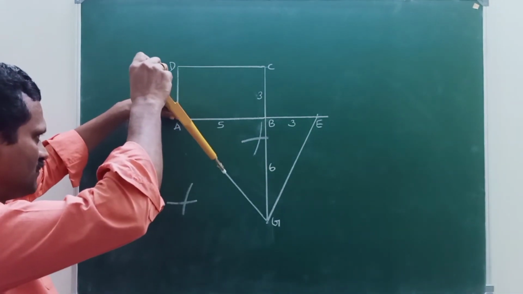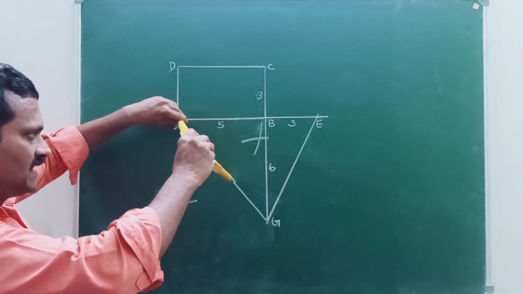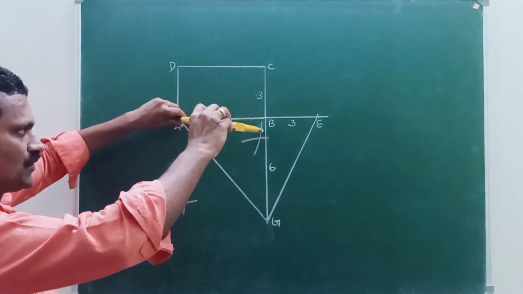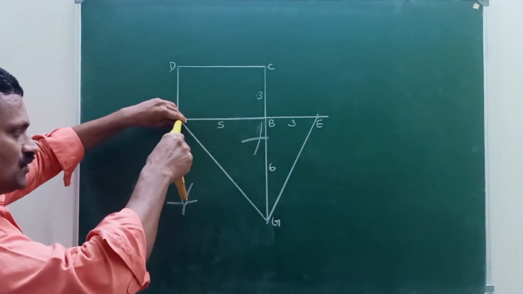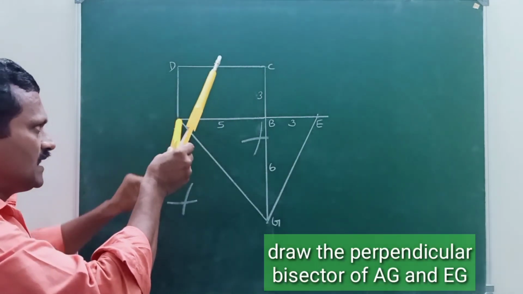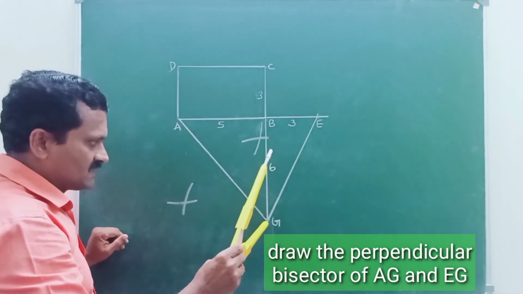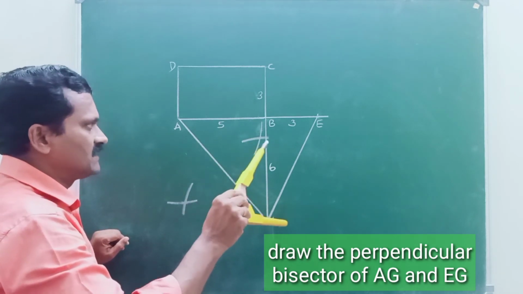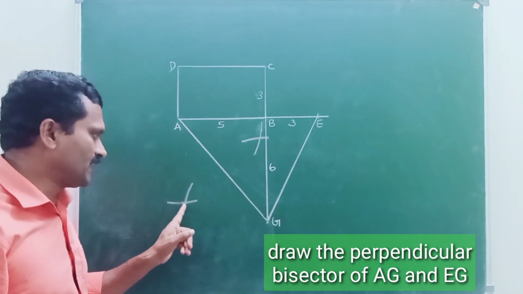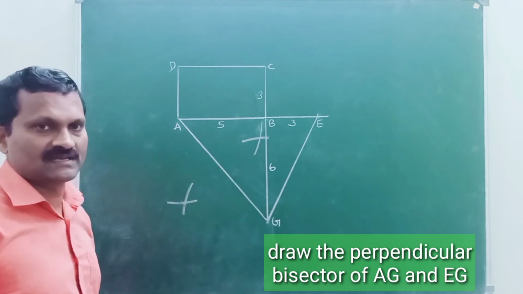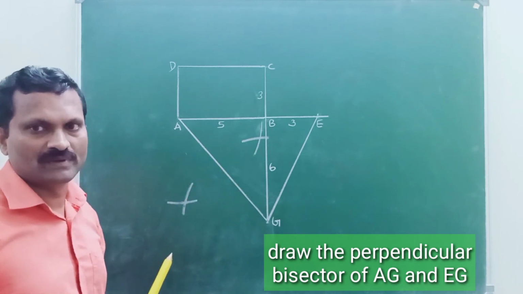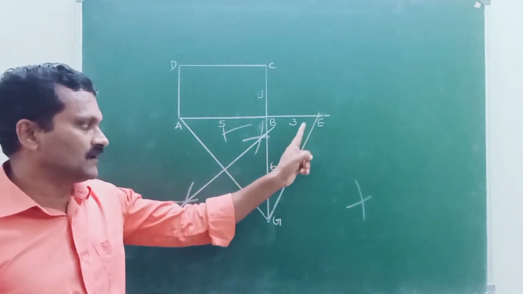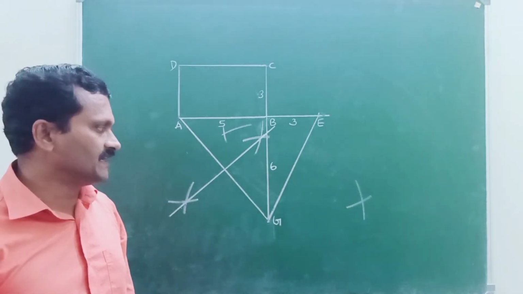For this, put the compass at one end A, take more than half of AG on compass, and draw two arcs on both sides of AG. At the same distance from G also draw two arcs which intersect each other. Join the points of intersection, which will give the perpendicular bisector. Then draw the perpendicular bisector of the side EG.